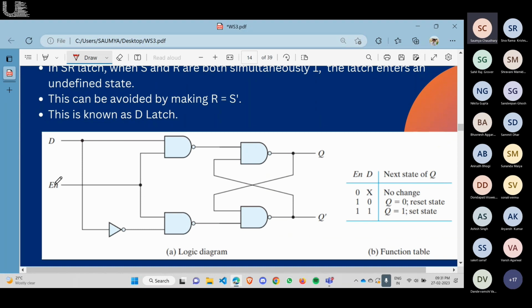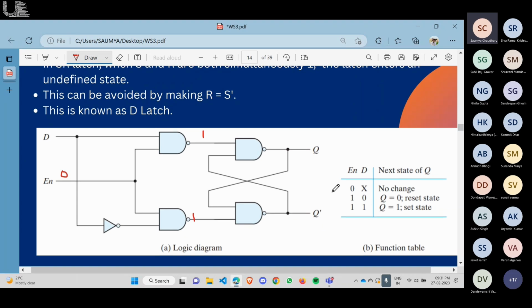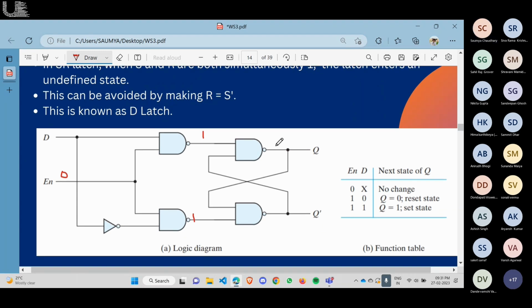Enable, if the enable is 0, one input of the NAND gate is 0, so we get 1 and 1. It does not depend on the D, whatever D is, 0 or 1, it will not depend on this. This 1 and 1 condition, the state will remain the same as we have seen. Then the enable is equal to 1.